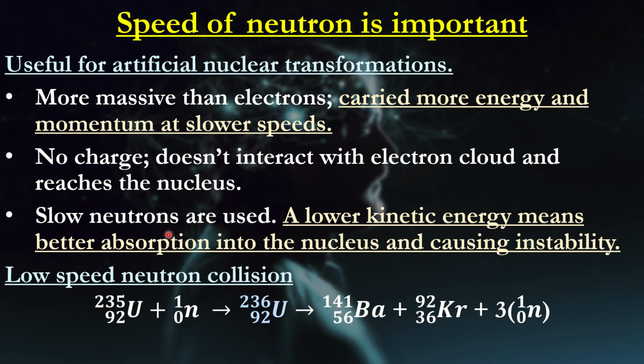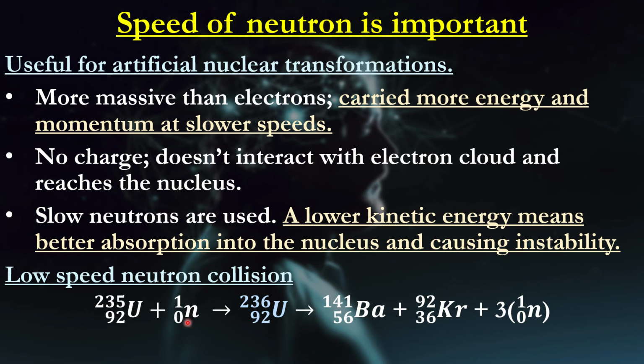And obviously, if you recall, the ratio between the neutrons and the protons is the thing that causes instability in the nucleus of any isotope. The other thing with a slow-moving neutron is that because it has low kinetic energy, it allows the nucleus to absorb it better and to cause instability.